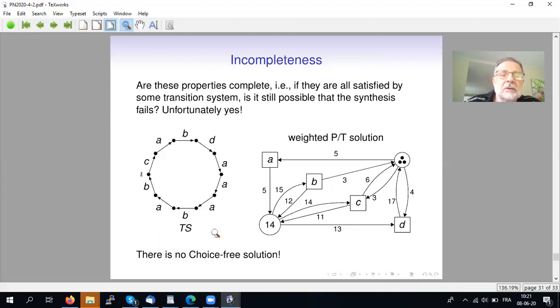And this is maybe the simplest counterexample we found. There is another also interesting example in the paper, but this one is the simple form of a single cycle, so it's reversible. It has a weighted PT solution, which is here. It satisfies all the properties we mentioned, including the new one, but there is no choice-free solution. And this is obtained by trying to solve the various systems of linear constraints that I mentioned before.